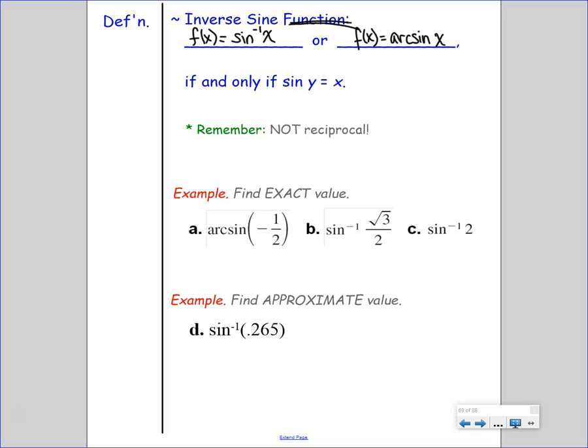Every single trig function could be written as an inverse: cosine inverse, tangent inverse, cosecant inverse, secant inverse. But every single trig function could also be written arc cosine, arc sine, arc tangent, arc cotangent. Two different ways of saying the same thing.